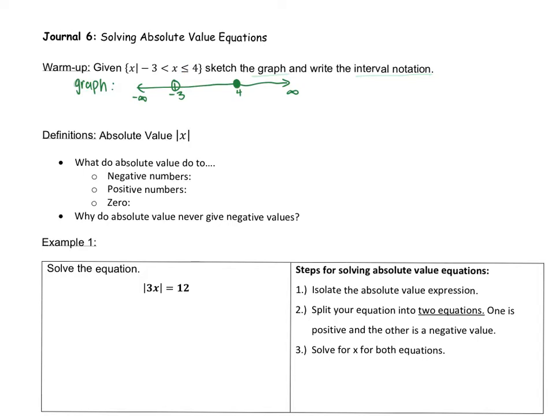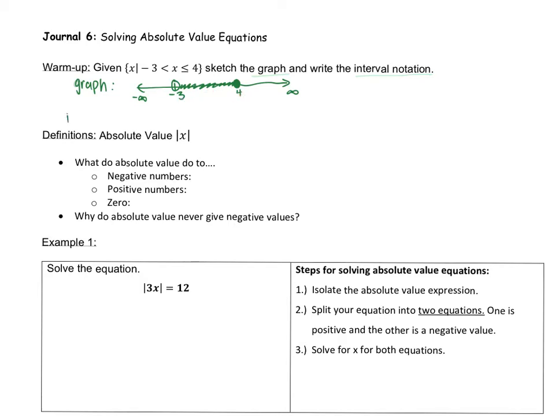So then we've got to do our shading here. So notice that x says it's between -3 and 4. So if it's between -3 and 4, we need to shade between these two numbers. So looks like we have a bounded interval. And once I've shaded, now I can clearly see my interval notation. So the shaded region is between -3 and 4.